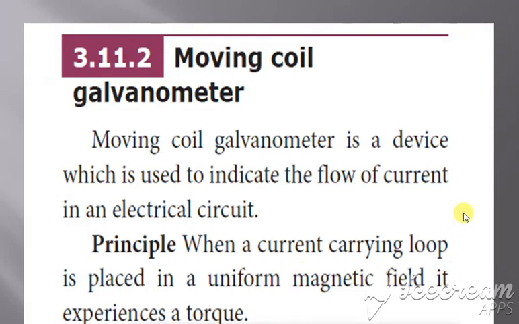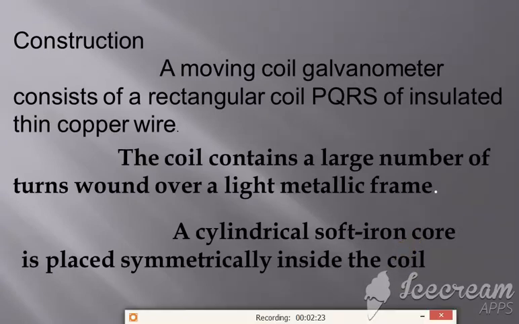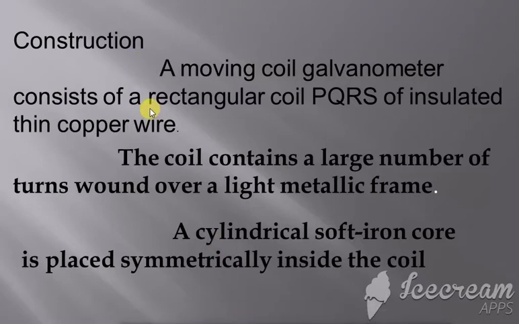Clear? Next is construction. When you look at the construction, it consists first of a rectangular coil. That rectangular coil is named PQRS. It is made up of insulated thin copper wire.